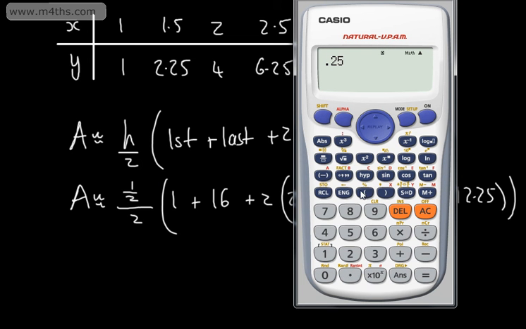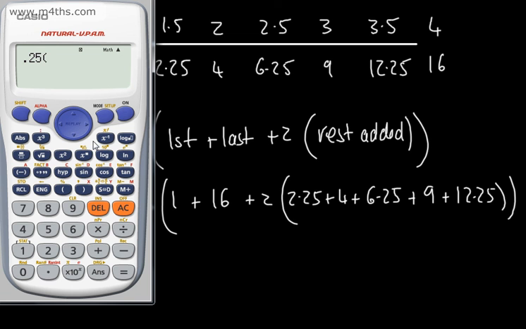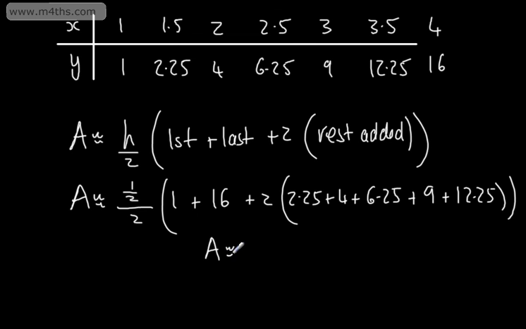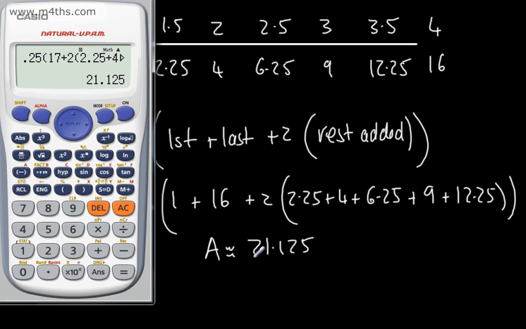So 1/2 over 2 is a quarter. Then we've got now 1 plus 16, so that's 17, plus 2 lots now of 2.25, plus the 4, and I suppose you can do a lot of tidying up with this as well, plus the 6.25, plus the 9, plus the 12.25, and we'll just close that off. And that gives me now 21.125. So the area is approximately equal to 21.125. So let's just check I've got that in there right.